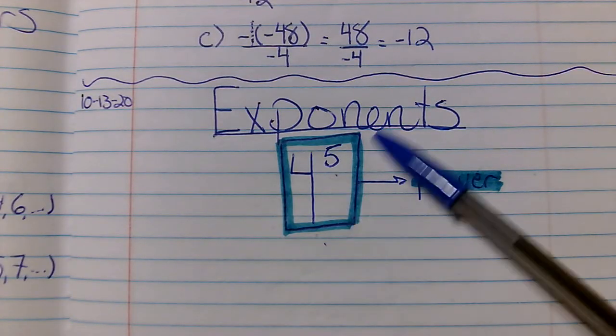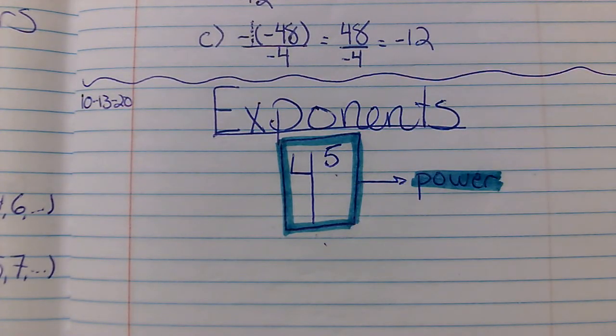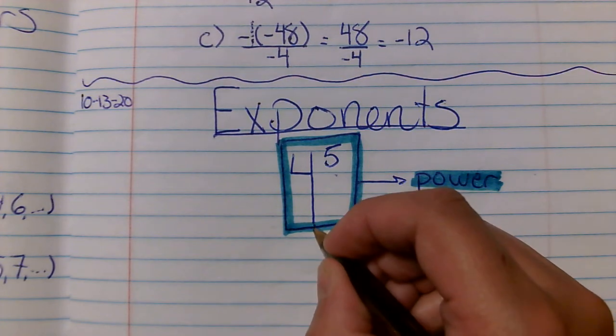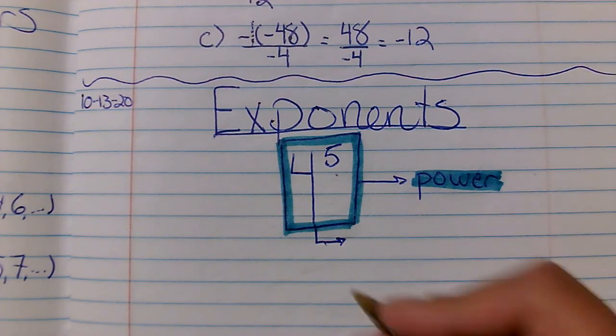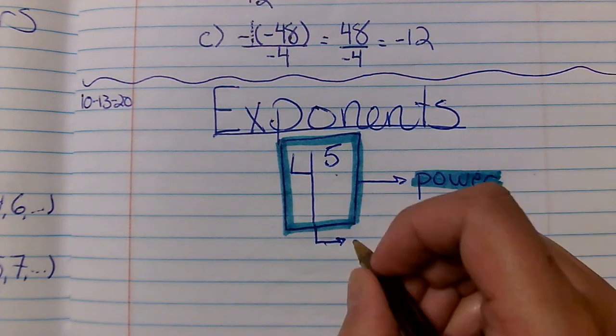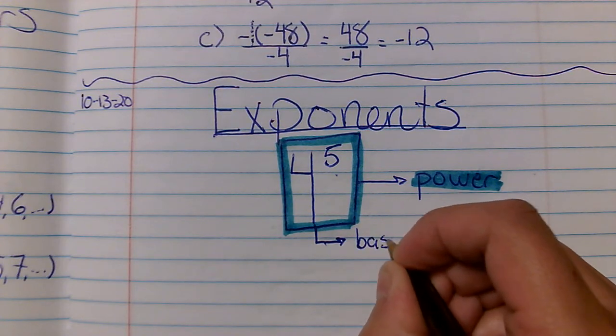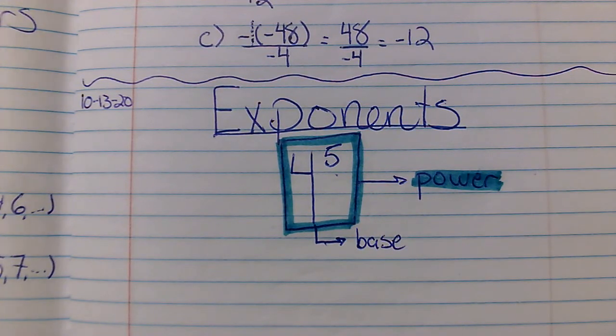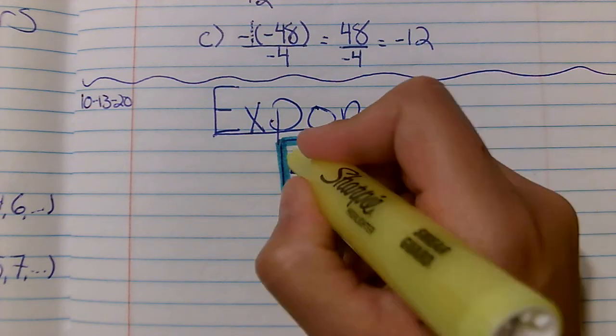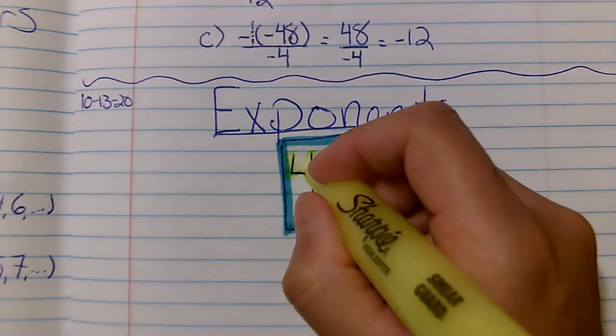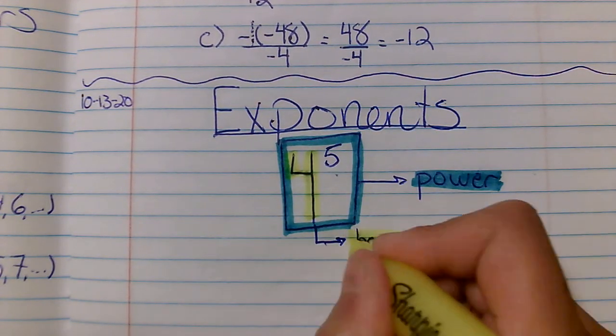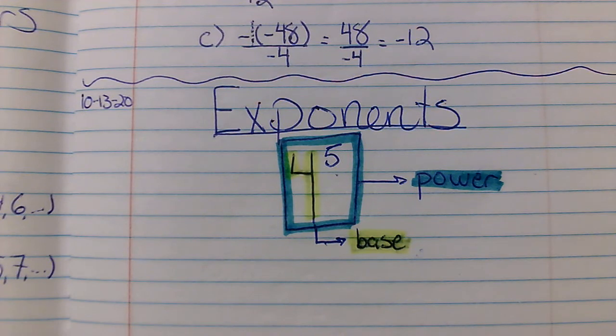Each of these numbers within the power also has its own name. This one here, I'm going to draw an arrow coming down from the 4, the bigger of the two numbers, we call the base. Again, I'm going to grab a highlighter, highlight it, and then the word base. Ooh, that got a little smudgy. That's okay.